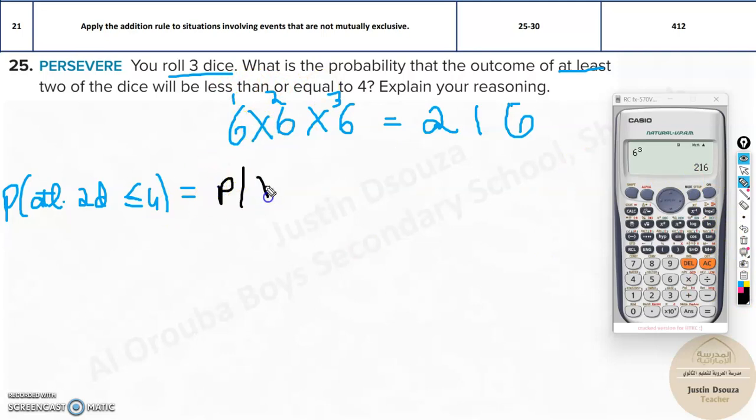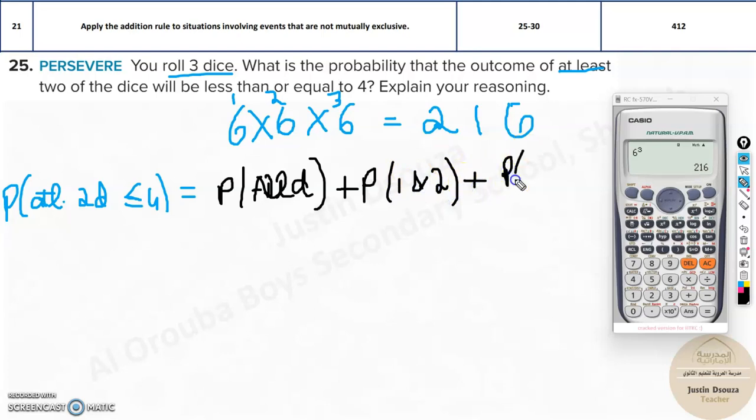Probability of all dice less than or equal to 4, then plus probability of what? First and second. Let me write 1 and 2. Then we have plus probability of 1 and 3. And last one, plus probability of 2 and 3.